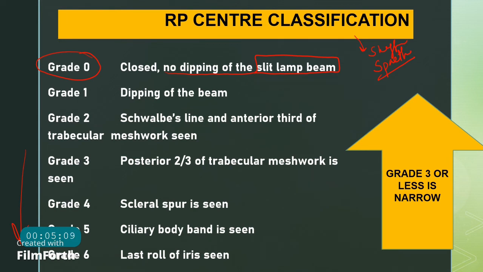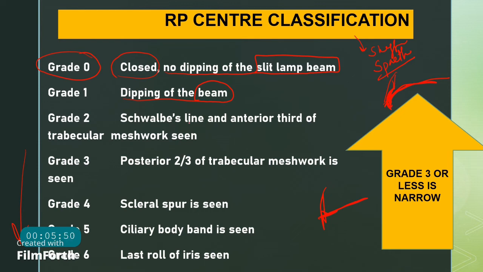Okay, so grade 0 means in RP Center that the angle is closed and you don't see any dipping of the slit lamp beam. So what happens is, normally when we do a gonioscopy, the light rays that we see are also going to dip inside. That dipping will indicate a convex iris configuration, and when the light beam is going into that angle recess, it is dipping, right? So in grade 0, closed, there is no dipping of the slit lamp beam. That means the iris is inserted just like that on the Schwalbe's line probably, and there's almost no angle recess. Grade 1 means there is dipping of the beam that you put on the gonioscopy.